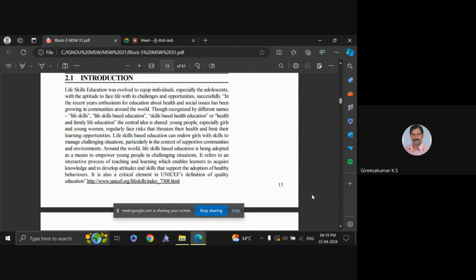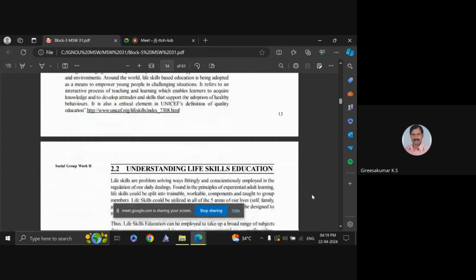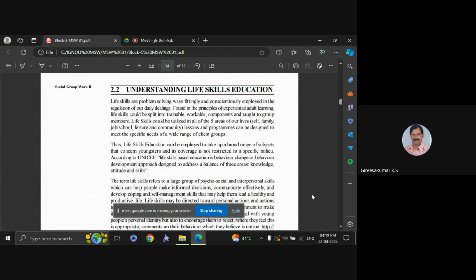What is life skill? It means the ability that individuals must be equipped with to face life, whatever issues come, to face challenges and opportunities successfully. That is life skill. Health education, family education, all these things. What are they? Life skills are problem solving always.